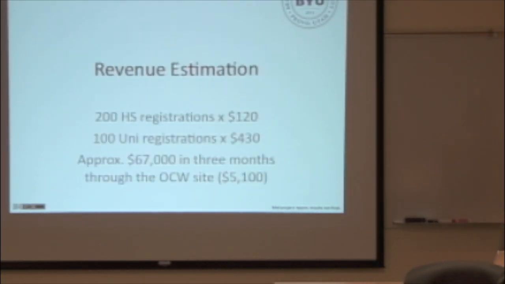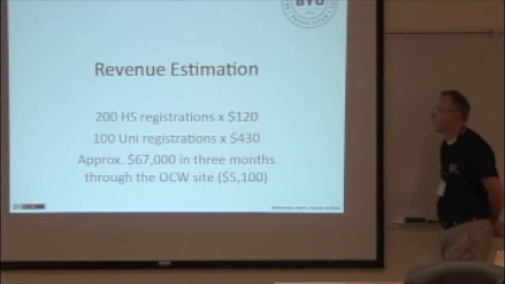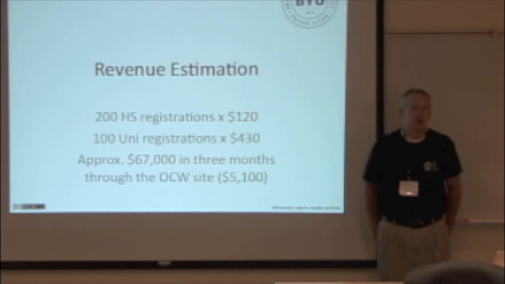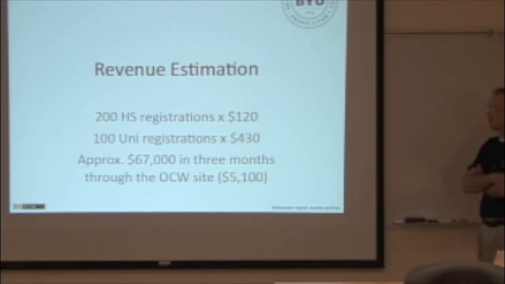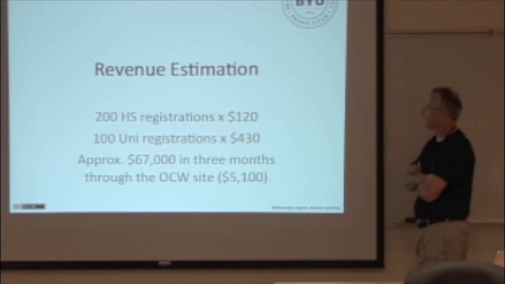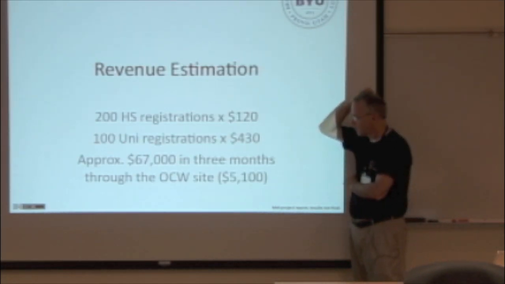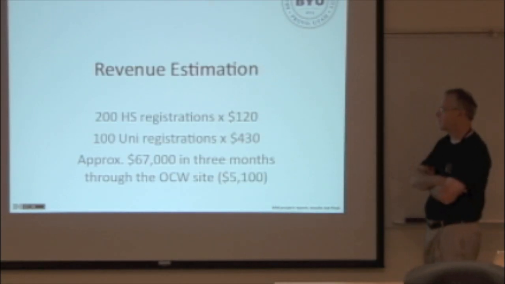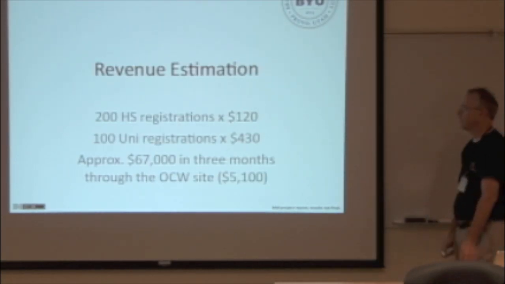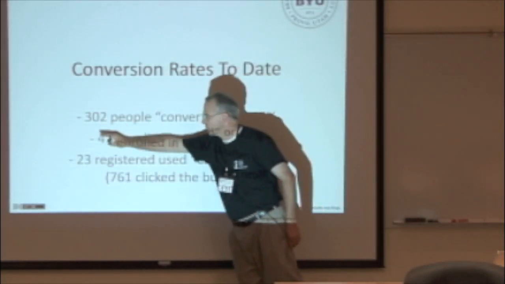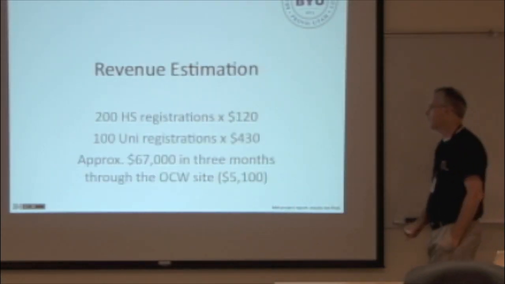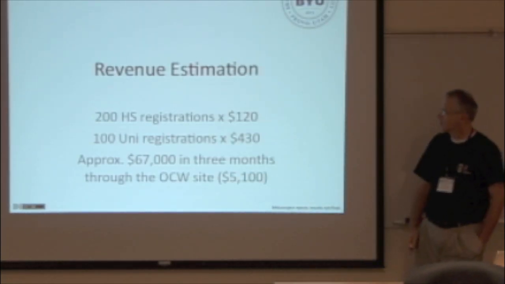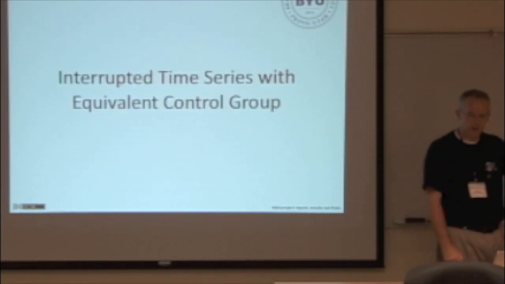So in terms of estimating revenue, it's about 2-to-1 in terms of high school courses to university courses, because the beginning of summer is a time when high school students who don't want to go to summer school come enroll for courses in large batches, and university people aren't enrolling anymore. But it's about 2-to-1, and these are definitely estimations of numbers, but they're close. So a high school course costs $120, and a university course costs $430. That's about $67,000 in revenue the first 3 months if you look at this number, or if you prefer something more conservative, just the people who clicked on the click to enroll button and enrolled in one of the courses that we shared, $5,100 in revenue in the first 6 months. And I'll use the more conservative number in the rest of the slides.